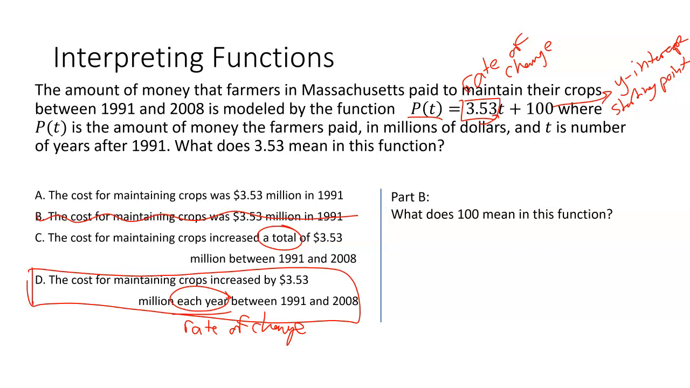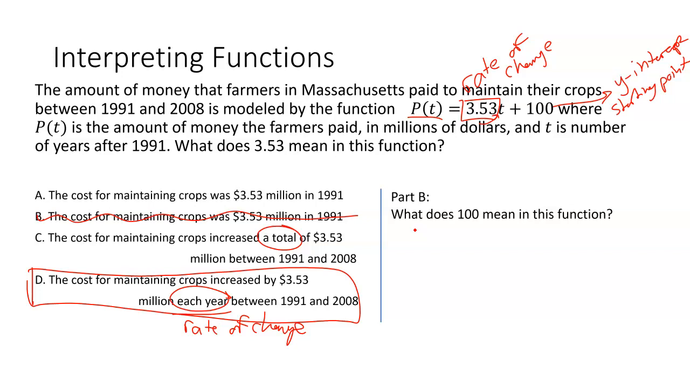When is the initial amount of money? Let's start. 1991. Starting is in 1991. So 100 is our starting point. $100 million in 1991.